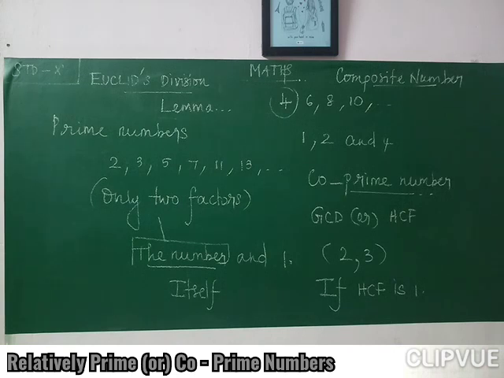The definition of co-prime numbers: two positive integers are said to be relatively prime or co-prime if their highest common factor is 1. I have given just one example, 2 and 3. You can take 3 and 5. This also gives the HCF as 1. So if the highest common factor is 1, those numbers are called relatively prime or co-prime numbers.